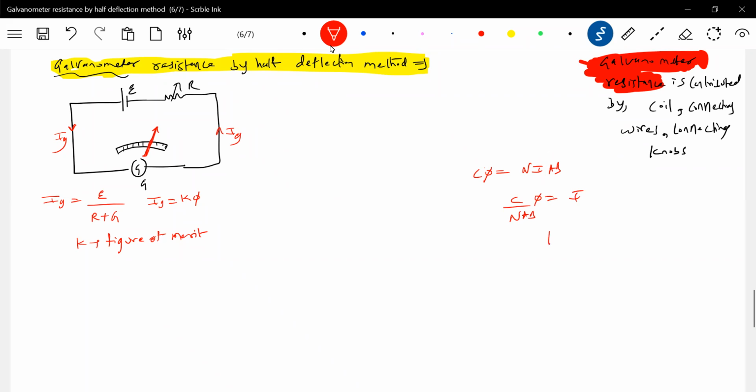Tell me, in place of K, what do we have? Couple per unit twist, number of turns, area, and magnetic field B, a very difficult quantity. Number of turns of coil, okay, I can count it. Couple per unit twist, not easily you can measure.